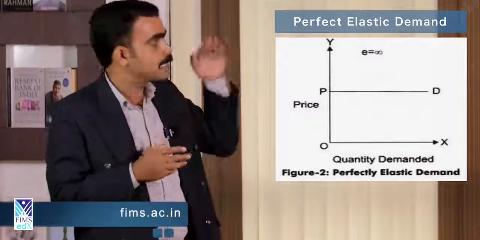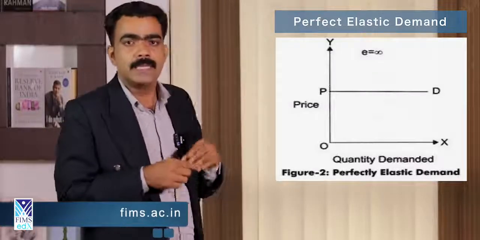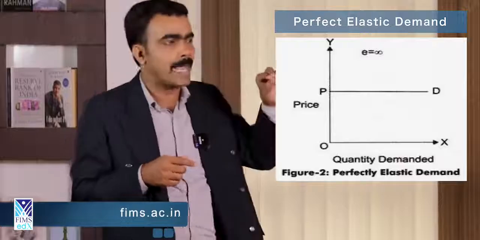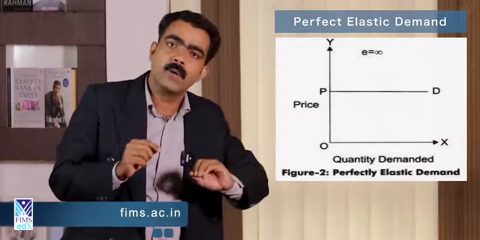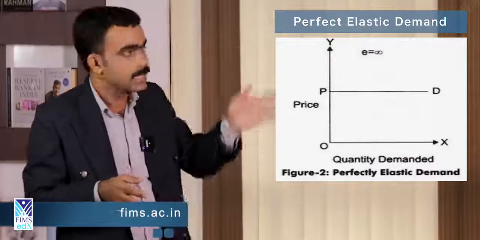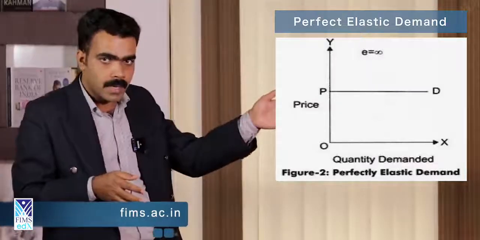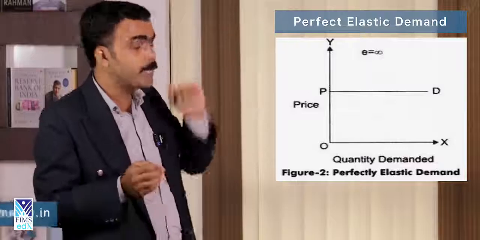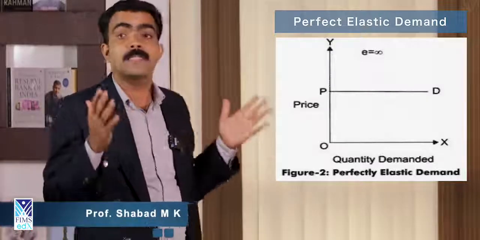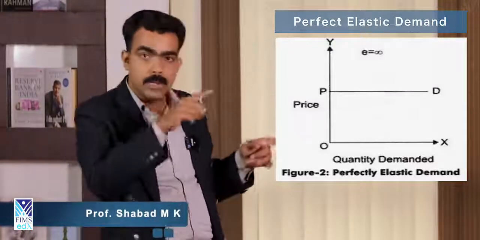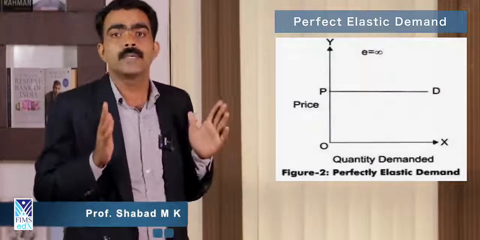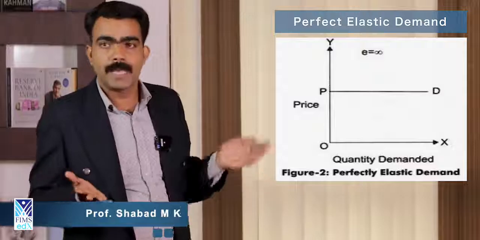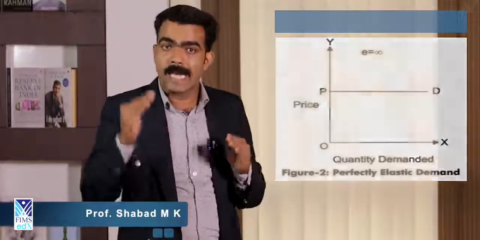Perfect elastic demand illustrates that when there is a small change, a fraction of change in your price level, it leads to an ultimate change in your demand. The diagram illustrates this. Here the price elasticity is equal to infinity. We cannot measure how much it is changing. See the symbol? It is going to infinity. We are unable to say how much market change it is going to create. That is what is known as perfect elastic.